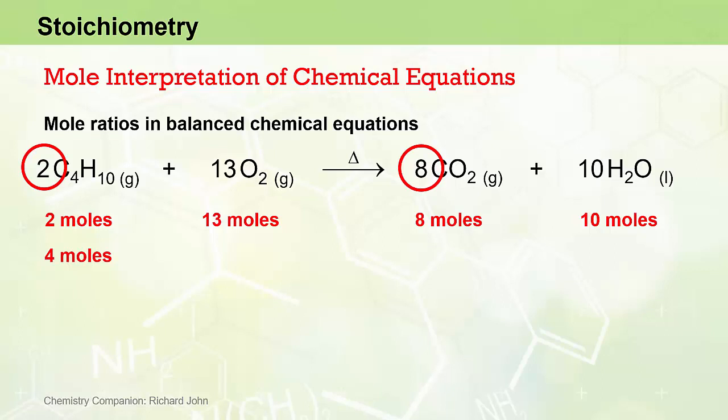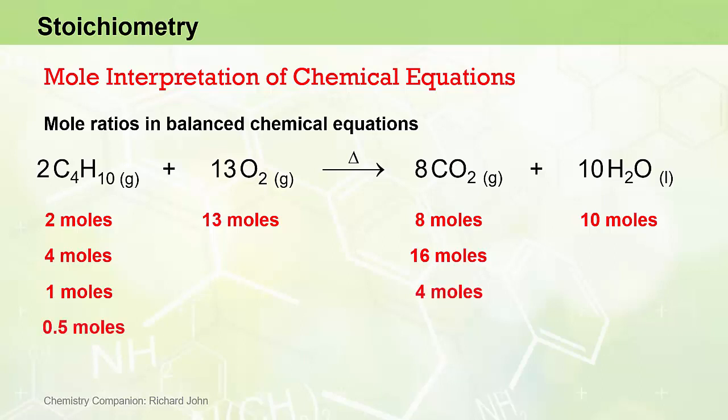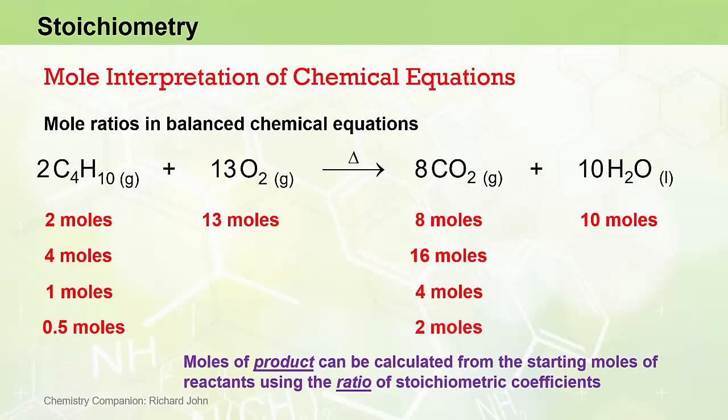So, for example, with a ratio of 8 to 2, or 4 to 1, if we started with 4 moles of C4H10, we should get 16 moles of carbon dioxide produced. If, however, we only started with 1 mole of C4H10, we could use the same approach to show that we would end up with 4 moles of carbon dioxide produced. And if we started with 0.5 moles of butane, we would get 2 moles of carbon dioxide produced. So what we've seen here is that the moles of product can be calculated from the starting moles of reactants by using the ratio of the stoichiometric coefficients in a balanced chemical equation, and that's crucial in our mole interpretation of chemical equations.